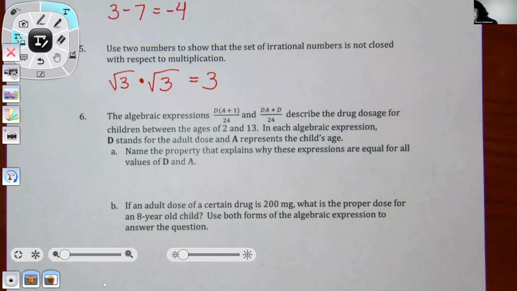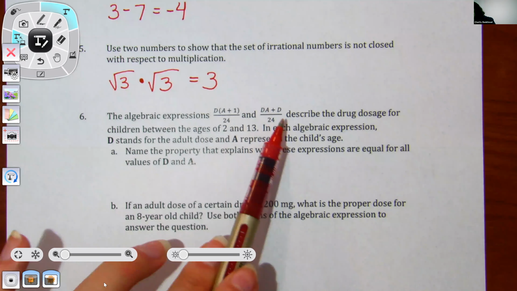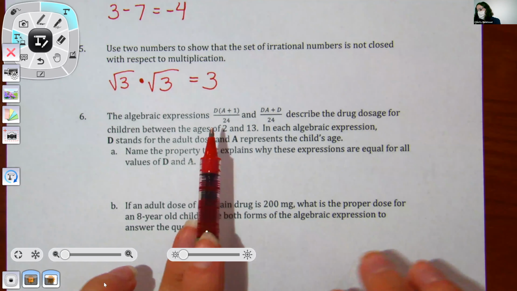Okay, let's see. Number 6, the algebraic expressions d times a plus 1 all over 24 and dA plus d over 24 describe the drug dosage for children between the ages of 2 and 13. In each algebraic expression, D stands for the adult dose and A represents the child's age. Name the property that explains why these expressions are equal for all values of D and A. So what property makes those 2 expressions equivalent?